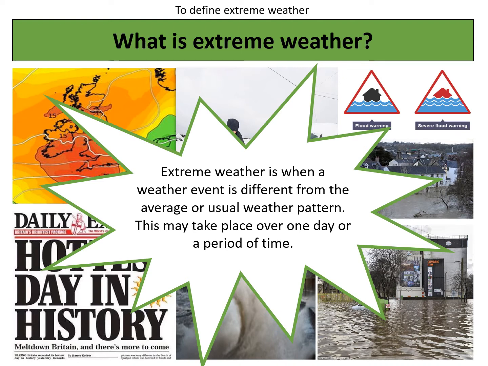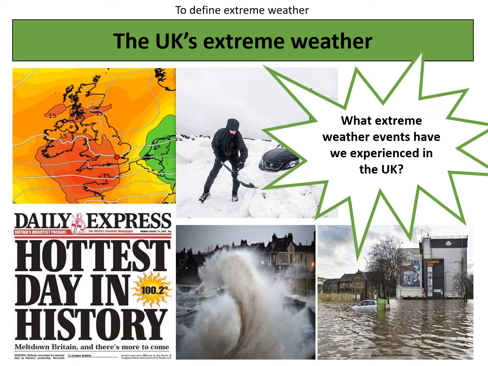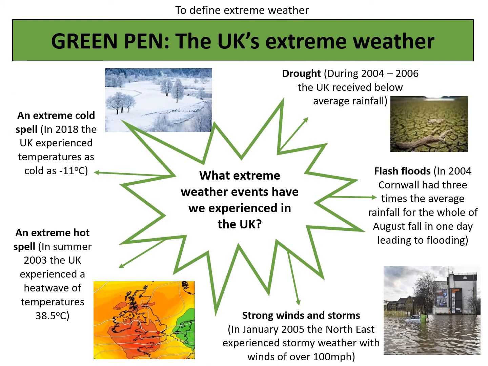So what extreme weather events have we experienced in the UK? Well, here are some examples. Using this information on the screen, can I get you to make a spider diagram of all the different extreme weather events that we've experienced in the UK? You might want to Google some that have happened between 2018 and 2021, because our most recent example is 2018. So see if you can add any more to that.